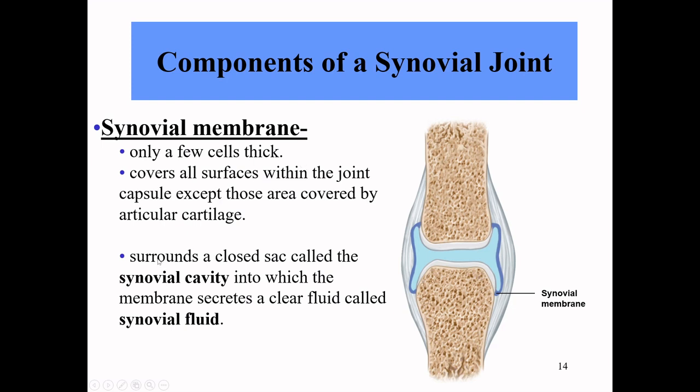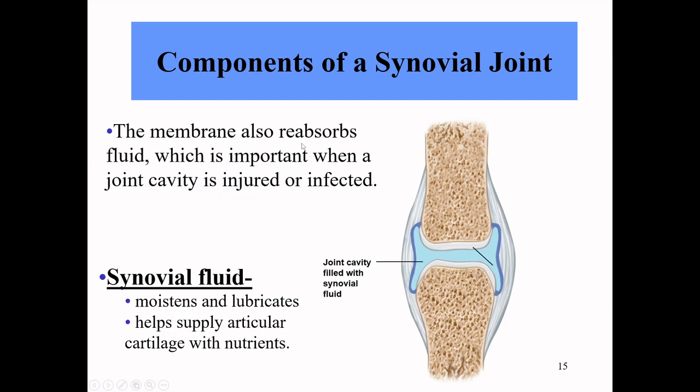So my synovial membrane surrounds a closed sac we call the synovial cavity. That's just the space in between the dark blue lines, into which the membrane secretes a clear fluid we call synovial fluid. So that's synovial fluid in the light blue area here. That's going to be filled with that liquid. The synovial membrane also helps reabsorb fluid, which is super important if the joint becomes injured or infected.